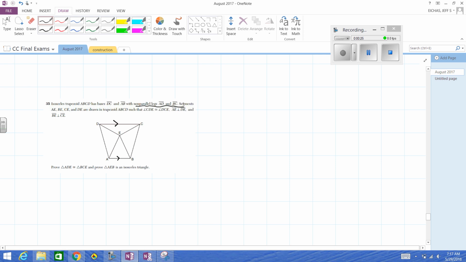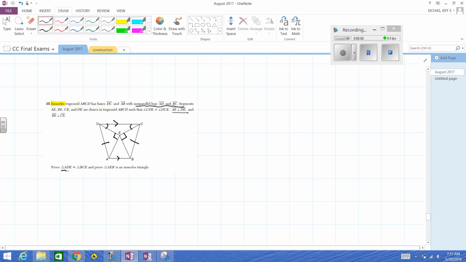Non-parallel legs, okay, so they're indicating that it is not a parallelogram. It is an isosceles trapezoid. Non-parallel legs AD and BC, what that means is those are the congruent ones because it's isosceles, okay? So other information, CDE is congruent to DCE, these two right here. And this part is telling us that there's a right angle in those.